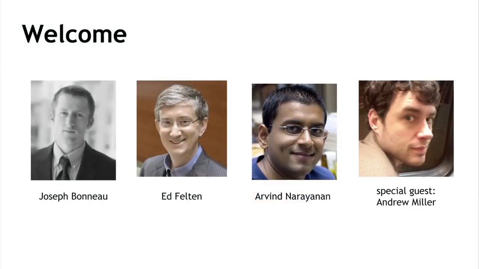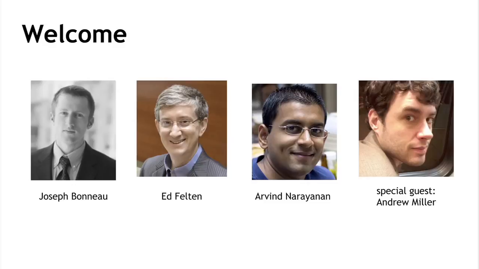Researcher in computer science at Princeton University. The second lecturer is me, Ed Felten. I'm a professor at Princeton in computer science and in the Woodrow Wilson School. The third lecturer is Arvind Narayanan. He's a computer science professor at Princeton. And fourth, our special guest lecturer is Andrew Miller. He's a PhD student in computer science at the University of Maryland.